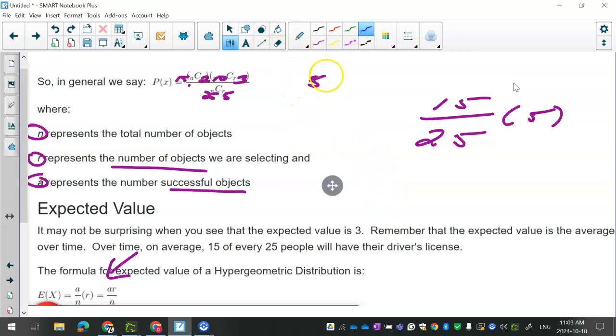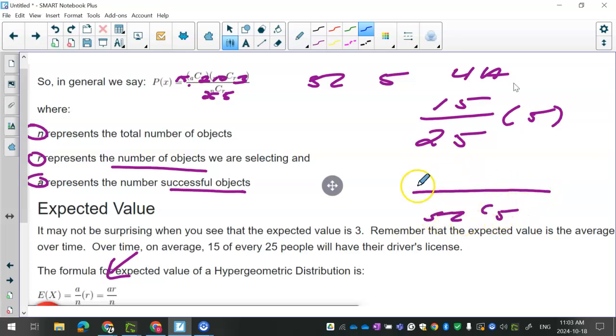If I have 52 cards and I'm going to choose 5 of them, what's the probability of getting all 4 aces? Okay, so that's a wacky question, but let's say I want to get 4 aces right off the bat. So let's just make our equation here. I have 52 cards and I'm choosing 5 of them. Of the 4 aces, I'm choosing 4 of them. So there's only one way to do that.